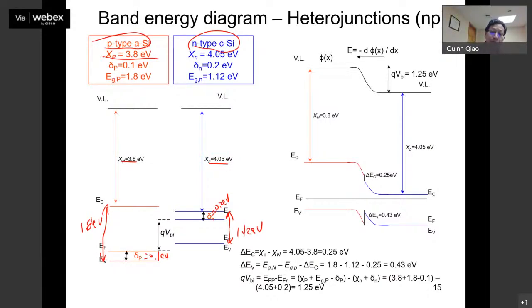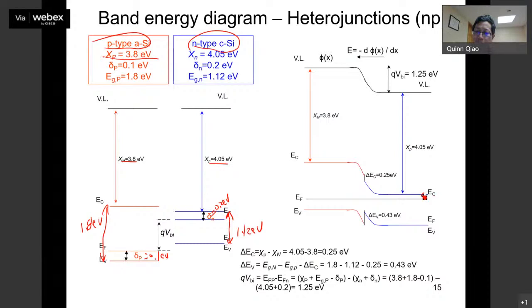Basically, what you do is keep the left side the same and move the right side down. This guy goes to here, this guy goes to there, and far away from the junction, this stays the same. That delta n stays the same.